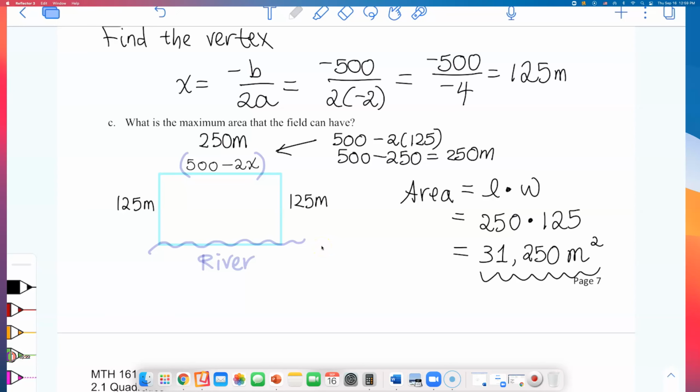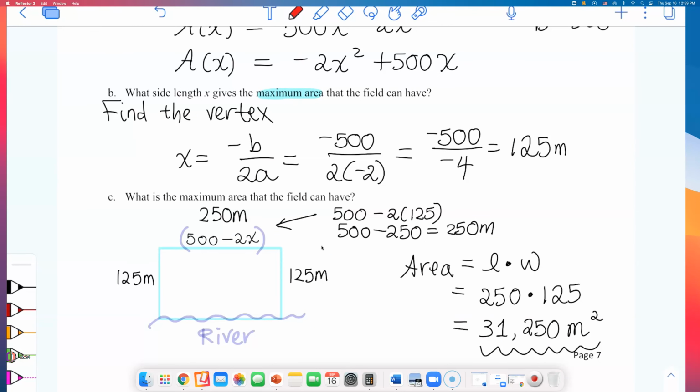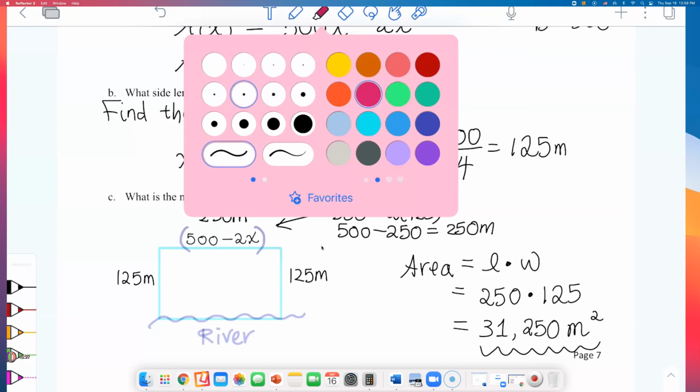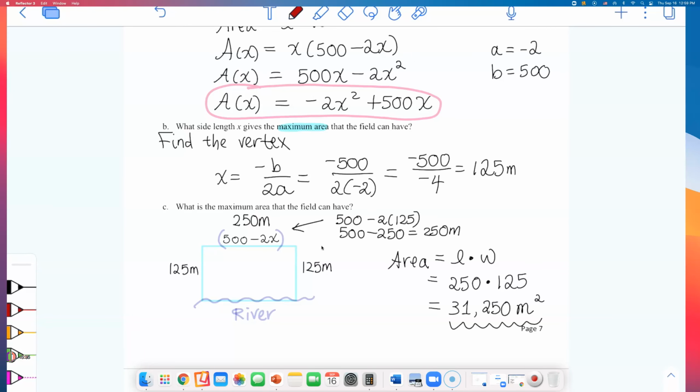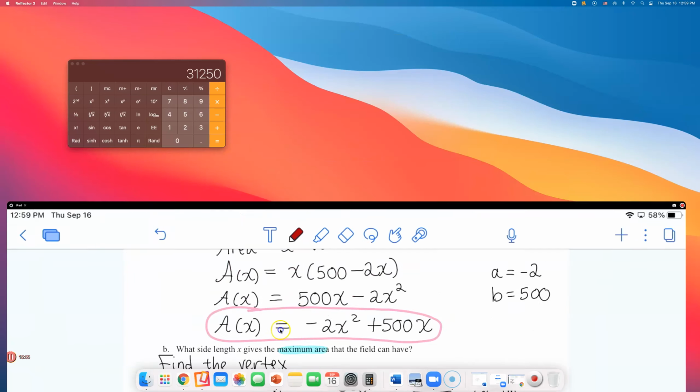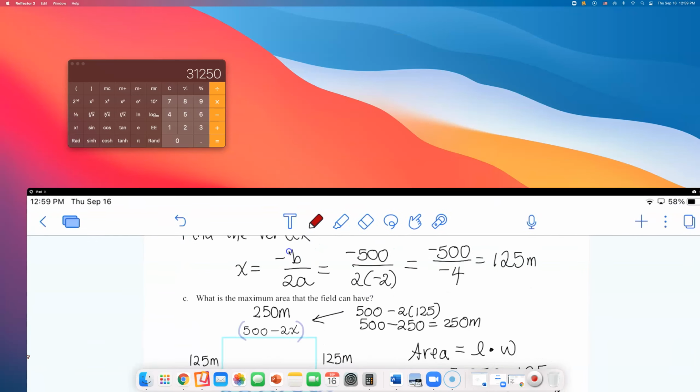But what if you wanted to use that function, okay? Because we should get the same answer. What I'm going to do is plug in our 125 into that function that we wrote, okay? The function says when you plug in 125, you will get negative 2 times 125 squared plus 500 times 125. I want to see if this comes out the same as 31,250 square meters. Let us see.